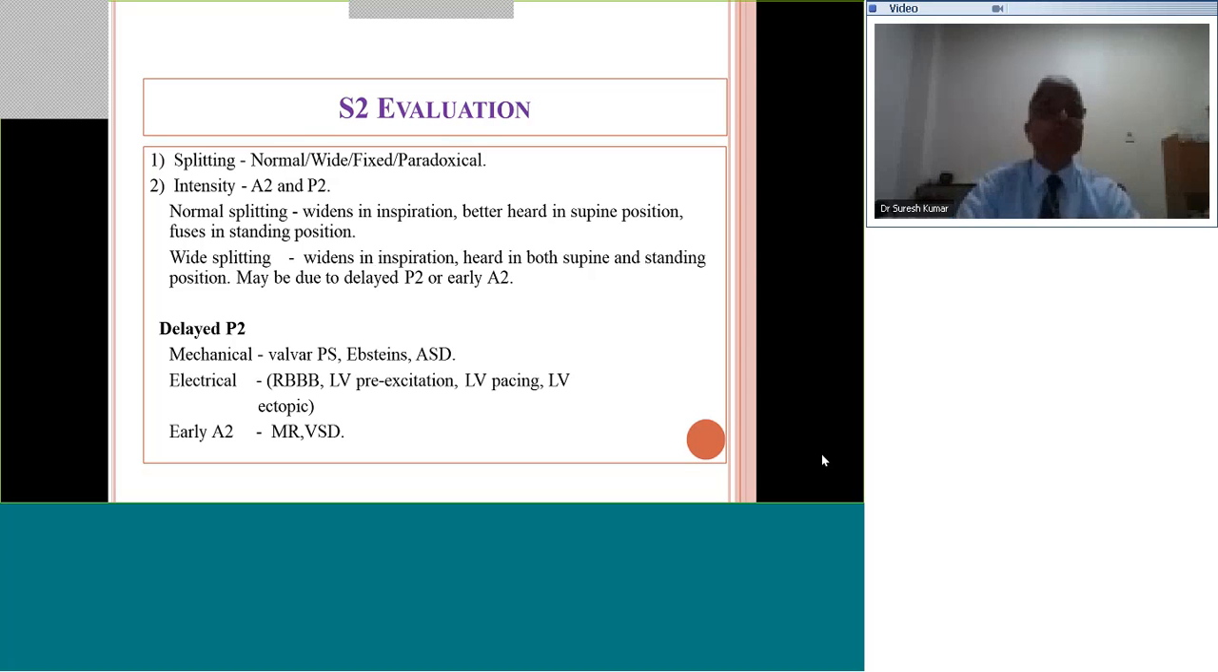Early A2 means you have an extra smart left ventricle. The left ventricle completes its ejection earlier than expected. This happens with a mild mitral regurgitation or a small ventricular septal defect. There is a diastolic stretch, normal ventricular contractility, so that ventricle exhibits a very vigorous contraction. Why mild MR and small VSD? Once MR becomes severe or VSD is large, the left ventricular function is unlikely to remain normal. It may be impaired.